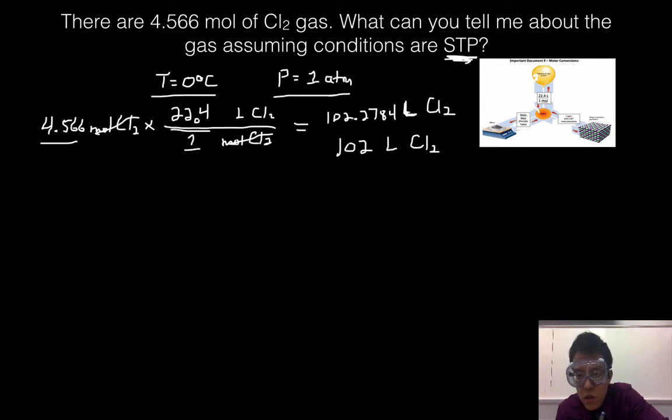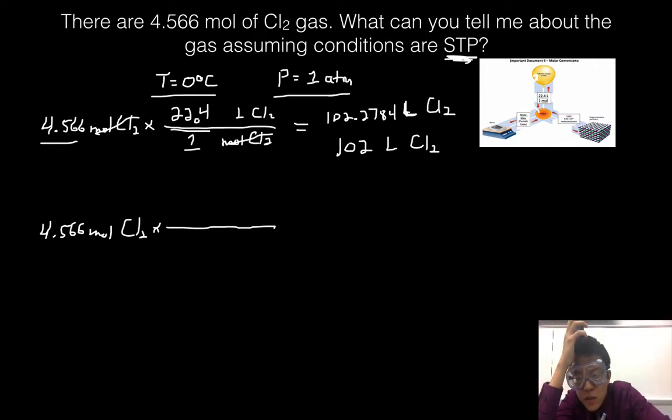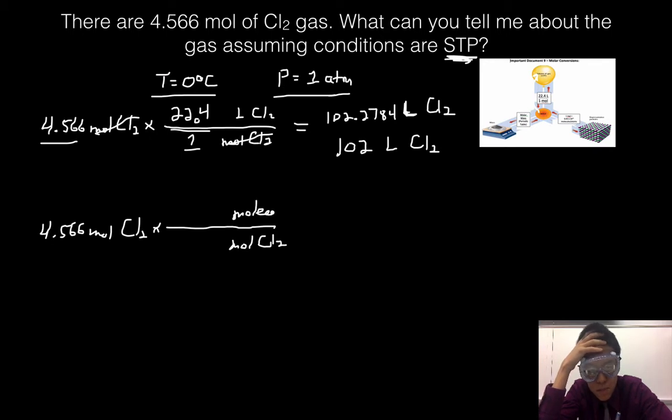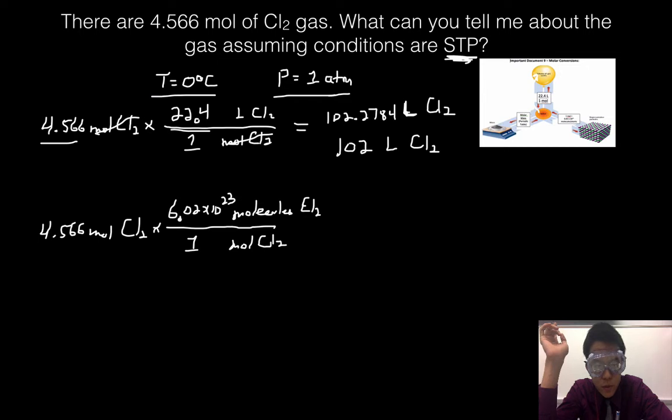Next, let's go to molecules. So I've got 4.566 moles of Cl2, and I want to know how many molecules of Cl2 I have. According to this, I know that 1 mole has 6.02 times 10 to the 23rd molecules. That's the definition of a mole, just 6.02 times 10 to the 23rd of something. So I want to cancel my moles of Cl2 here, and I'm going to molecules, so I'm going to put molecules on top. I know that in 1 mole of Cl2, there are 6.02 times 10 to the 23rd molecules of Cl2.